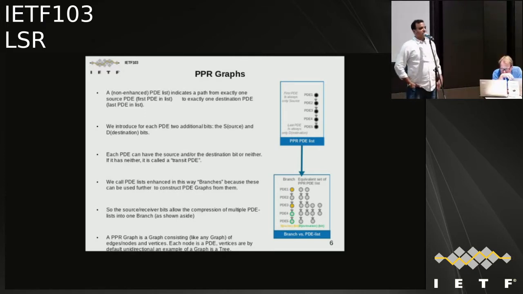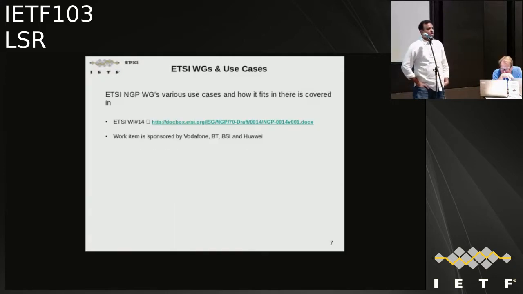The details are in the draft. So the use cases we are looking at are low latency use cases, low and deterministic latency use cases, a lot of use cases, verticals. These use cases and requirements are covered in the HC working group, NGP working group. This was sponsored by Vodafone, BT, and BSI folks. And this has a lot of use cases, why it is required and where it is applicable, why the stack size is a problem. Next slide, please.